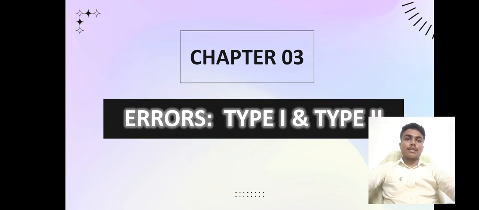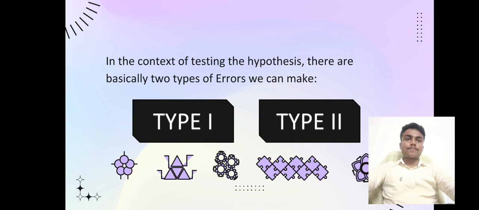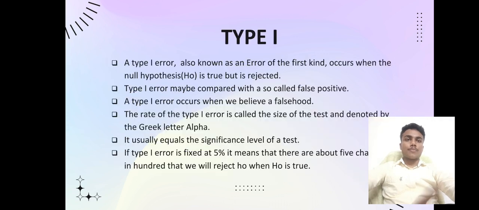Chapter 3, Errors, Type 1 and Type 2. In the context of testing the hypothesis, there are basically two types of errors. We can make type 1 and type 2 errors. A type 1 error, also known as error of the first kind, occurs when the null hypothesis H0 is true but it is rejected.